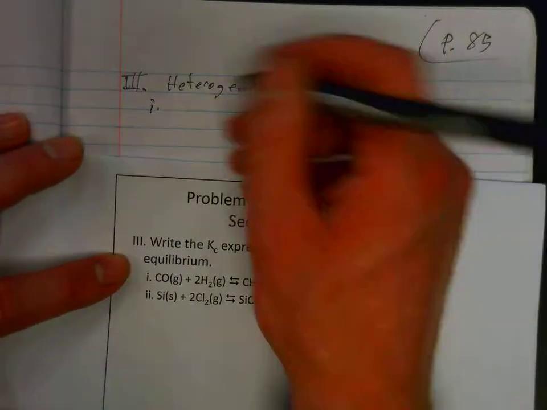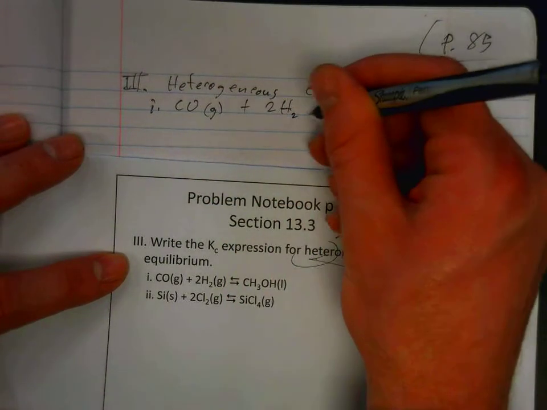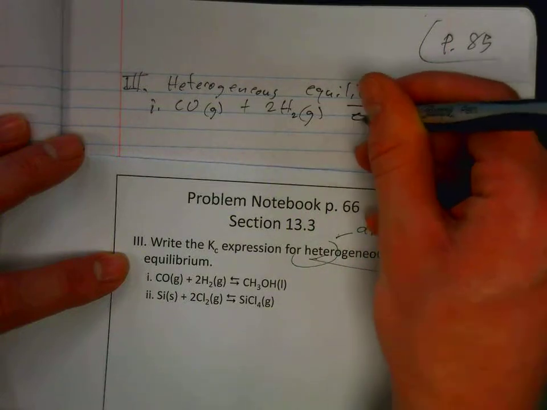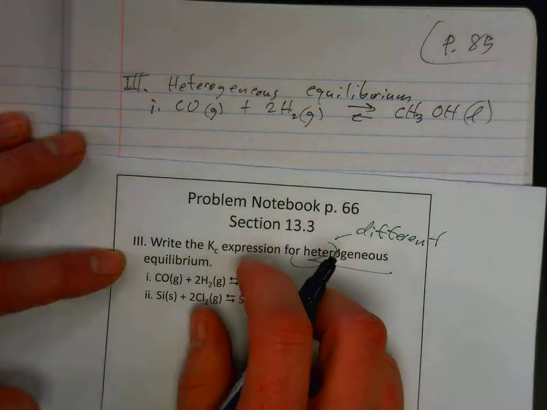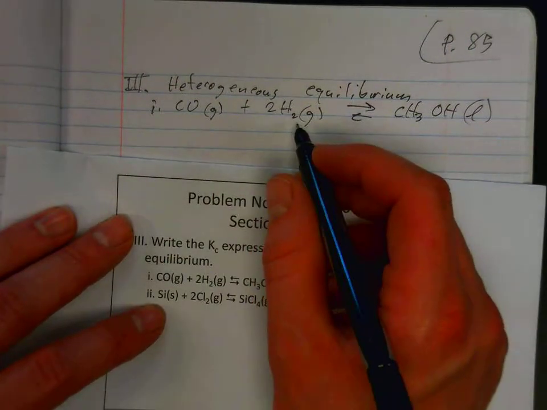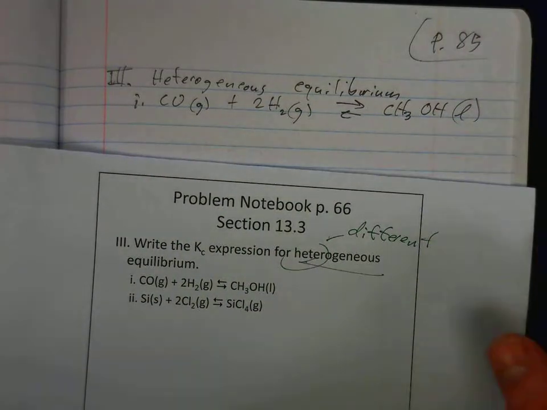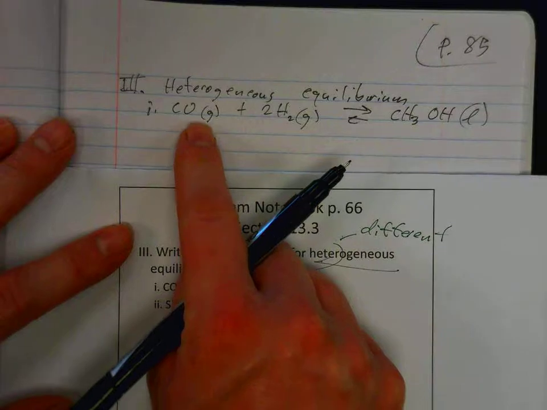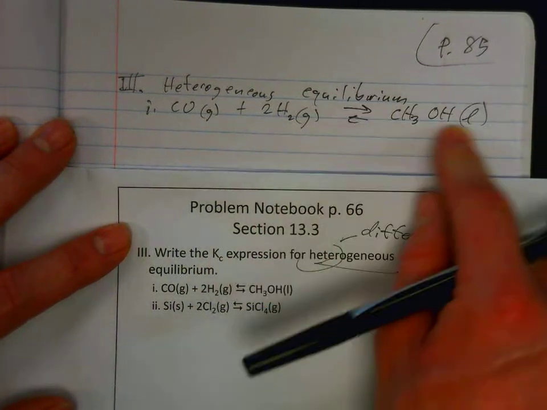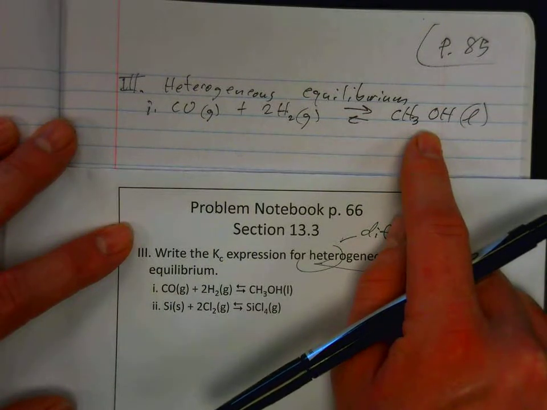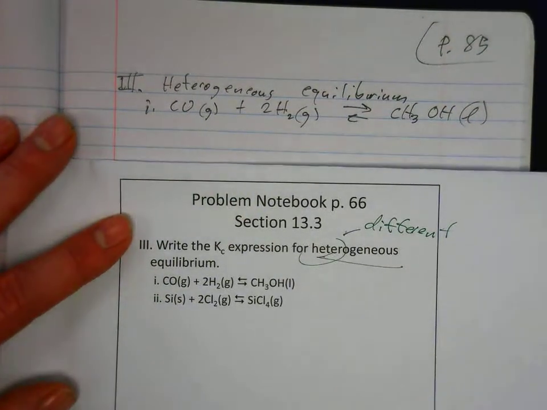So we have CO plus 2H2 makes CH3OH. All right, so we have carbon monoxide plus hydrogen gas makes methanol. In this example, carbon monoxide is a gas. The hydrogen gas is a gas, of course. But the methanol is a liquid. So that has an effect.